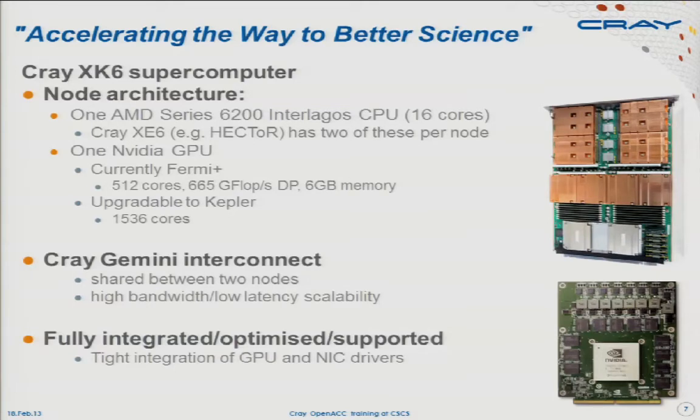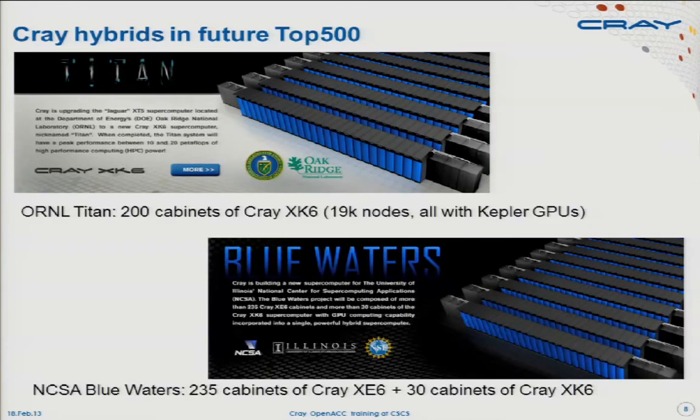You have one CPU, which is an AMD Interlagos. It's got 16 cores. There is one GPU, and this was the Fermi GPU. It's now the Kepler. So these nodes are linked together by an interconnect. You don't really need to know a lot about that. It's the Cray Gemini interconnect. It's got quite low latency. It's quite fast. And the system is very integrated. Because we're working very closely with NVIDIA, there's a lot of integration of the software.